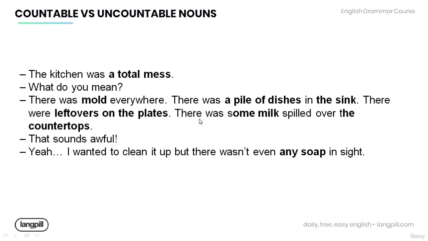The kitchen was a total mess. What do you mean? There was mold everywhere. There was a pile of dishes in the sink. There were leftovers on the plates. There was some milk spilled all over the countertops. That sounds awful. Yeah, I wanted to clean it up, but there wasn't even any soap in sight.